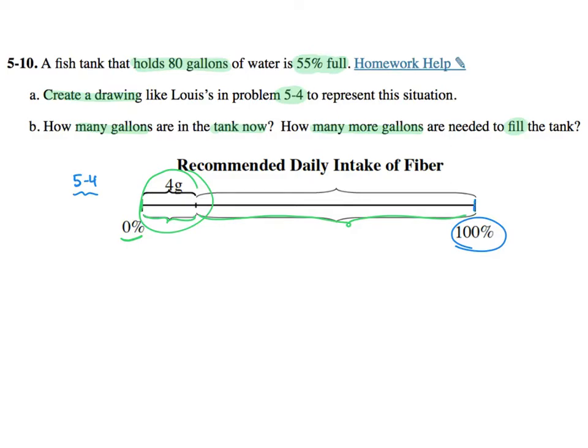So on the bottom, in class, we are recording percents and then their parts. Now on top, looking at our problem from classwork, is the grams. In this case, the length here represents 4 grams, and that was for fiber. So we're gonna create a similar diagram, except we're gonna be holding gallons of water and percent. So we're gonna have gallons instead of grams.